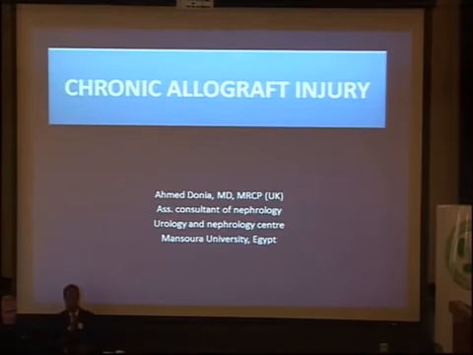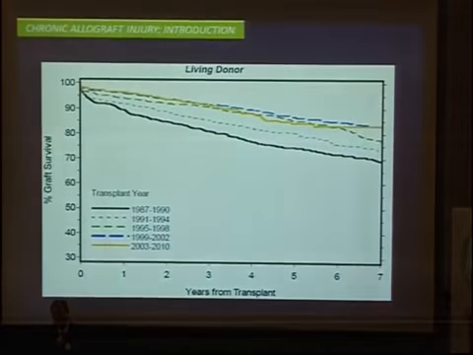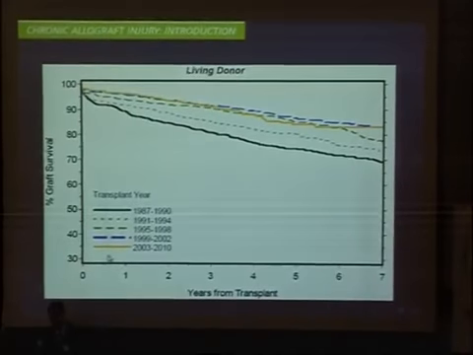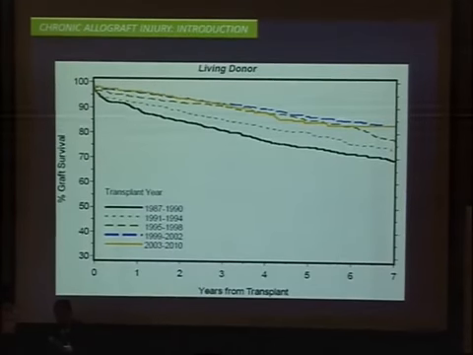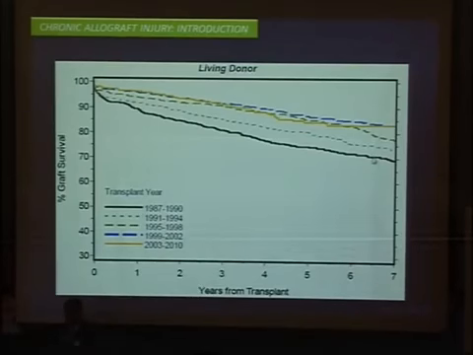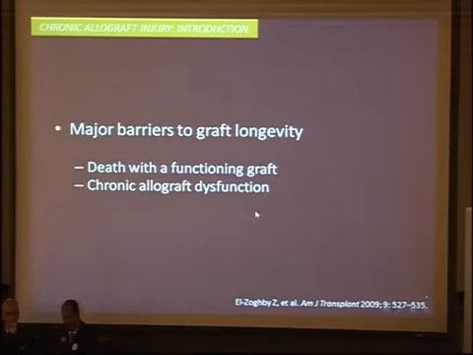So my topic is chronic allograft injury. Over the last years, there was significant improvement in the short-term graft survival thanks to more understanding of transplantation immunobiology, and more widespread immunosuppression and monitoring. However, unfortunately, this hasn't been matched with significant improvement of long-term graft survival. Therefore, chronic allograft dysfunction remains, along with deficit functional graft, one of the major barriers to graft longevity.